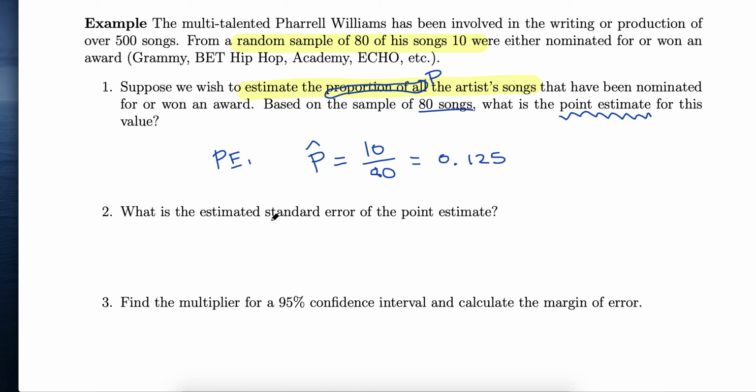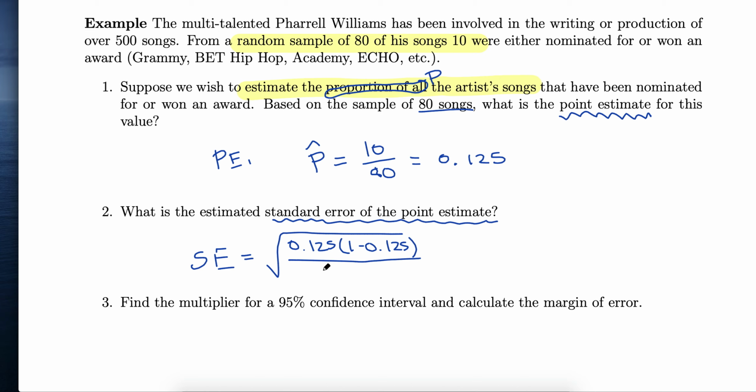Next part, asking about the standard error of the point estimate. I know different samples are going to give me different estimates here, not 12.5 every time. So let's see how much that's going to vary by. That's our standard error term, the square root of P hat times 1 minus P hat all over our sample size. And our sample size, again, is a sample of 80 of his songs.